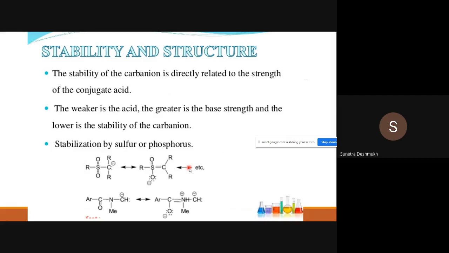Now the next example they have taken is with nitrogen. Nitrogen ylides are also present. And here, this is the example of, I think, carbene. We cannot say this one. So this is the only example of this sulfur containing thing.